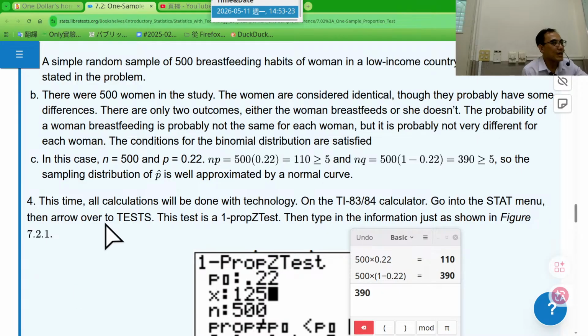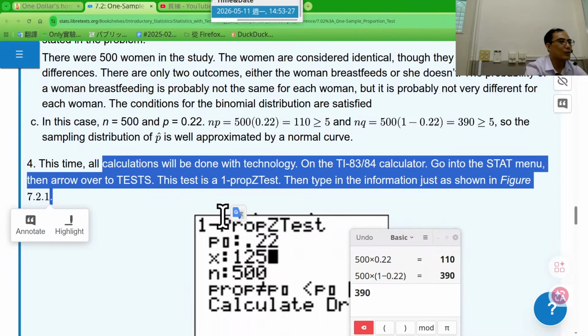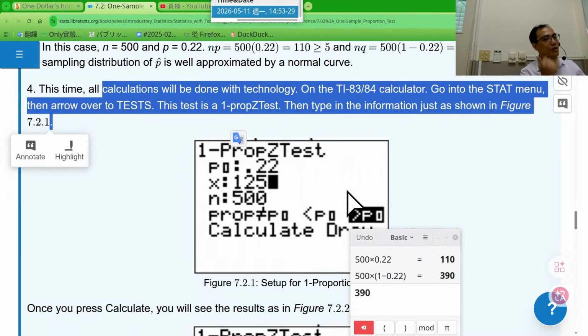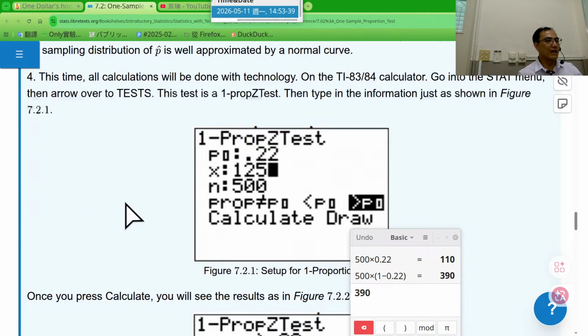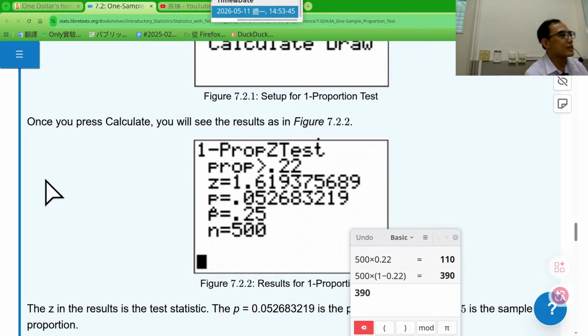This time, all calculations will be done with technology. Sure, later I will give you some useful websites. And the error of the test is this one. Okay, we will skip this part because I will share different software with you. Once you press calculate, you will get the answer.